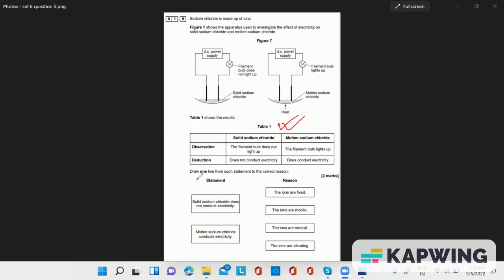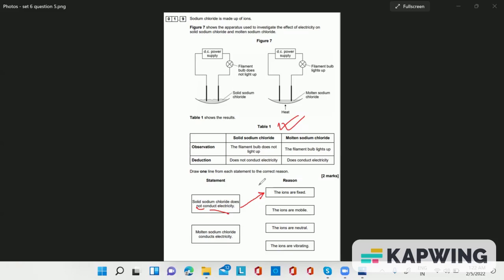Over here, we have to draw one line from each statement to the correct reason. My statement is that solid sodium chloride does not conduct electricity. There are 4 reasons given: the ions are fixed, the ions are mobile, the ions are neutral, the ions are vibrating. Since it does not conduct electricity, my answer will definitely be that the ions are fixed. Because the ions are fixed, no ions are free to move, so in this situation no electricity is conducted.